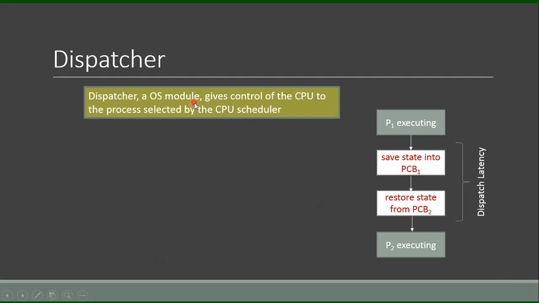The dispatcher is an operating system module that gives control of the CPU to the process selected by the CPU scheduler. So another part of the operating system is the dispatcher. The dispatcher is invoked by the CPU scheduler after the scheduler has selected a process from the ready queue. What the dispatcher will do is transfer the control of the CPU to this newly selected process.